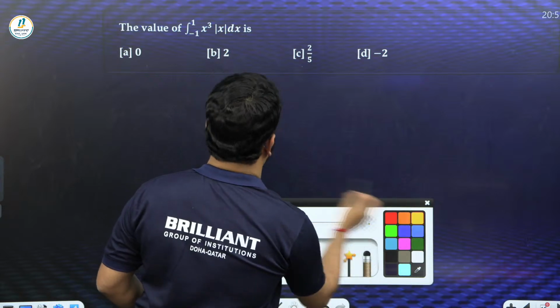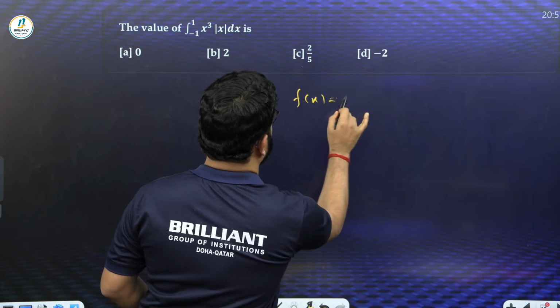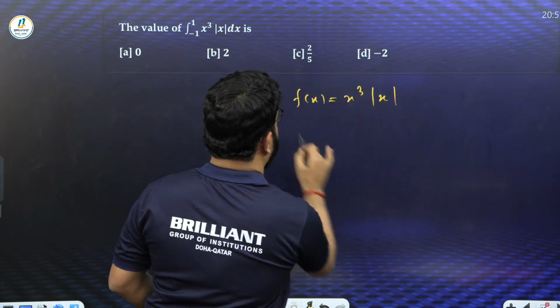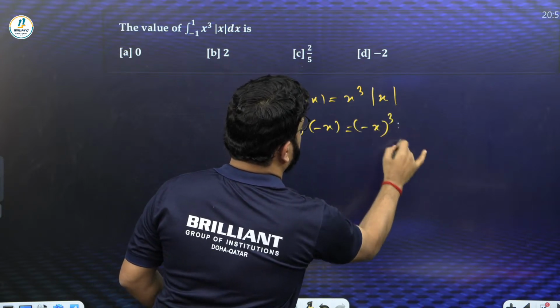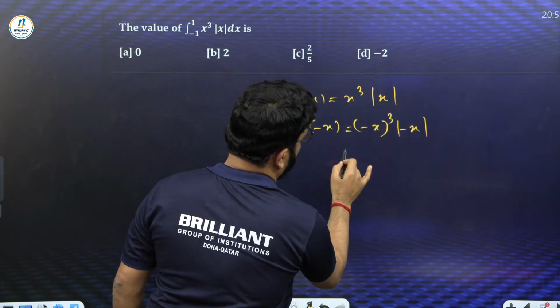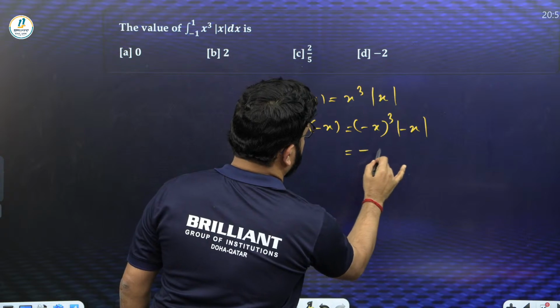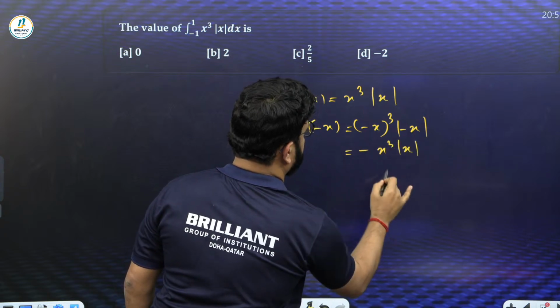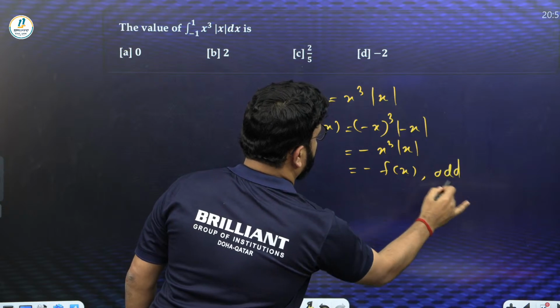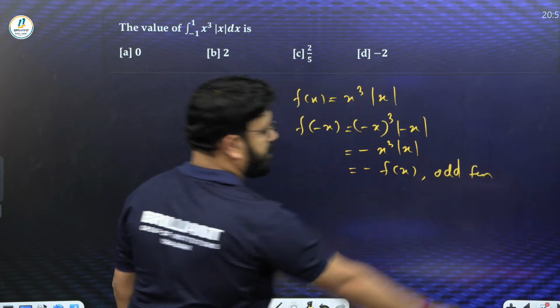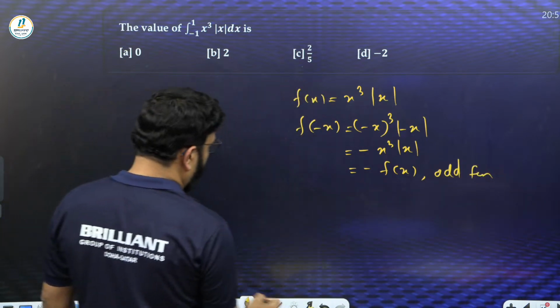f of x is what? f of x equal to x cube into mod x. I am checking f of negative x equal to negative x cube into mod of negative x. Modulus of negative x is positive x, so this goes to negative of x cube mod x, which is minus f of x. That is called an odd function. What's the rule for an odd function?